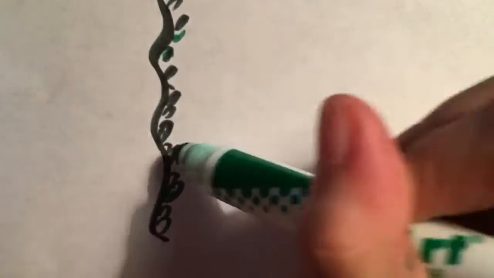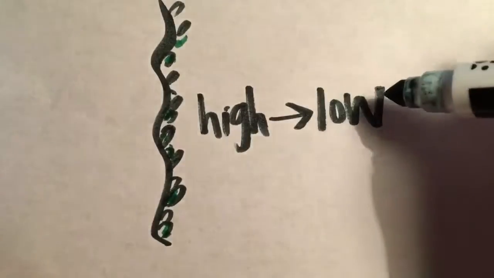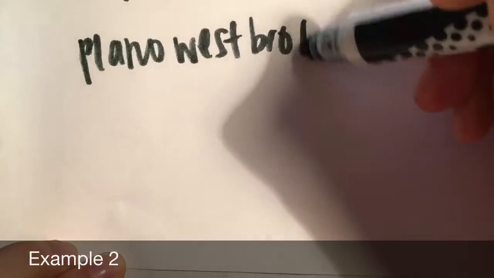If data sets have a really long list of leaves behind each stem, it would be a lot easier to split the stem into high and low. An example would be recording the bio test grades at Plano West.